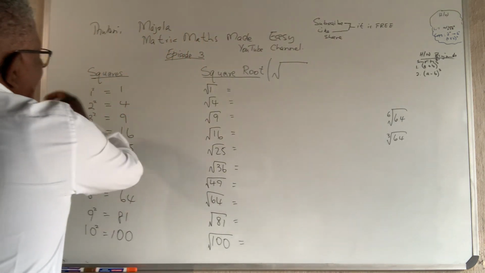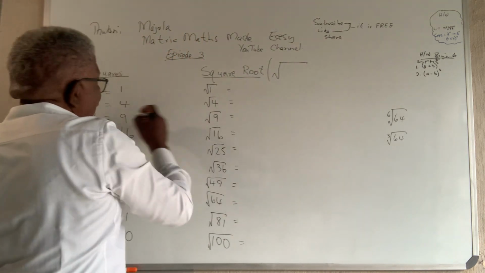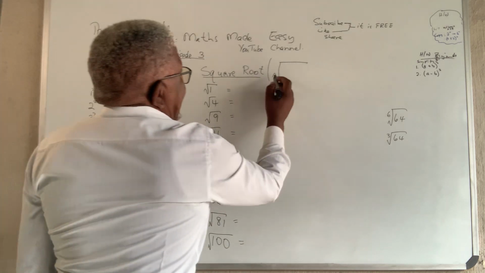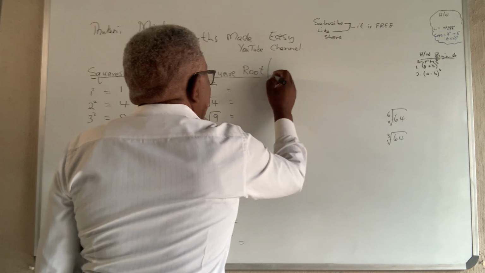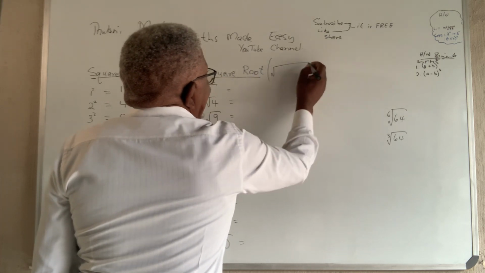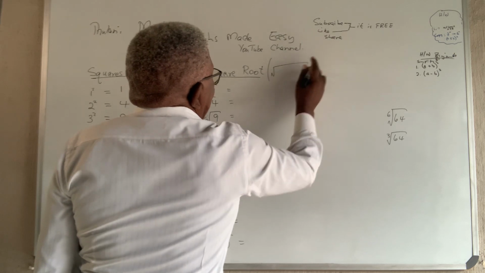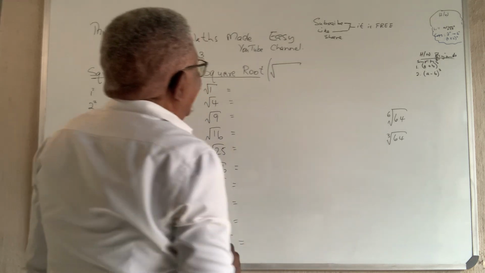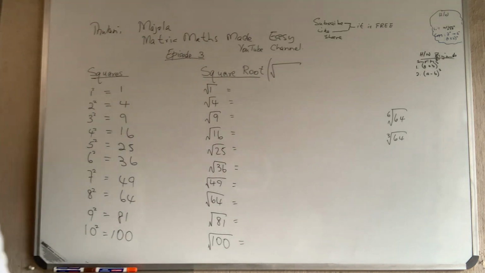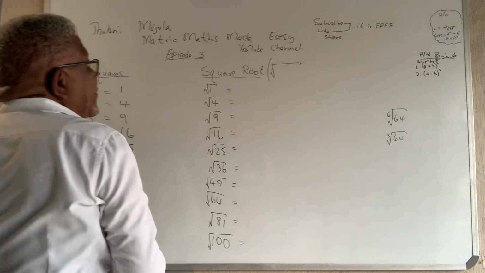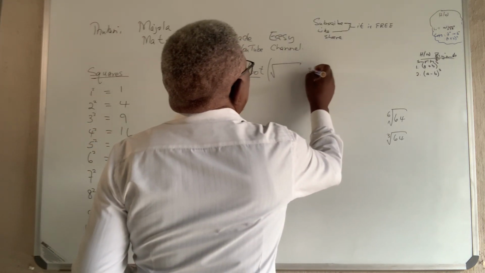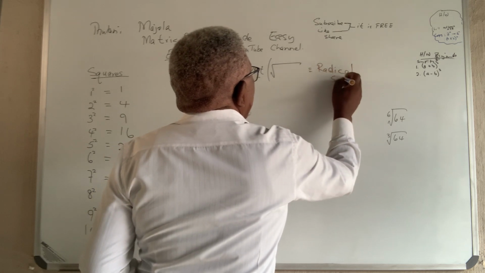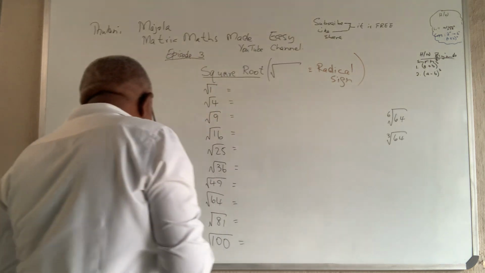And then when you take the square root, we say square root of 1, square root of 4, square root of 9, represented by the radical sign. We call this a radical sign. How do I write it? See, this is a radical sign. So let me just write the radical sign.